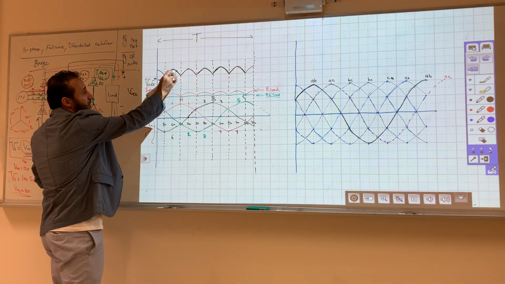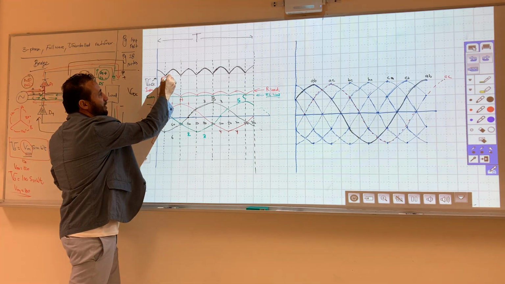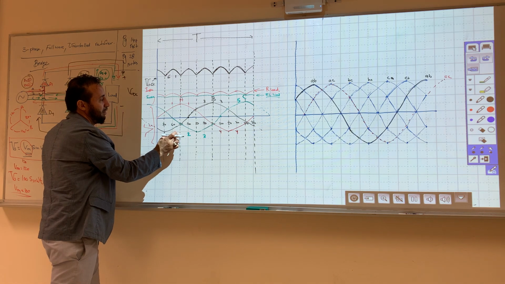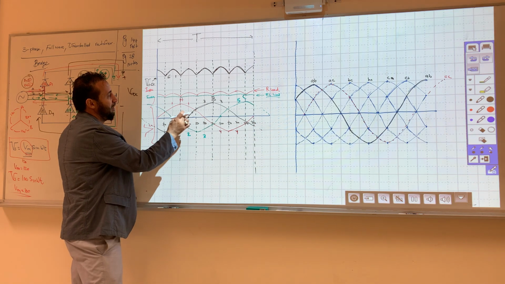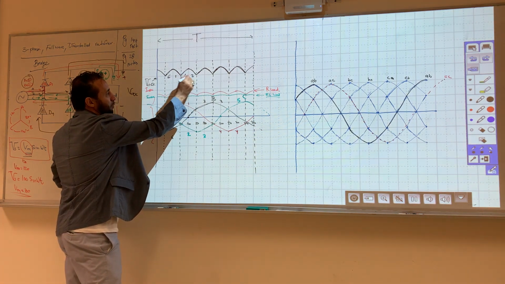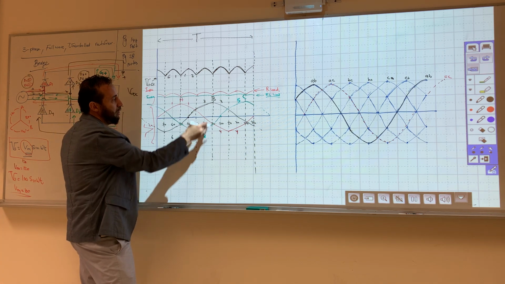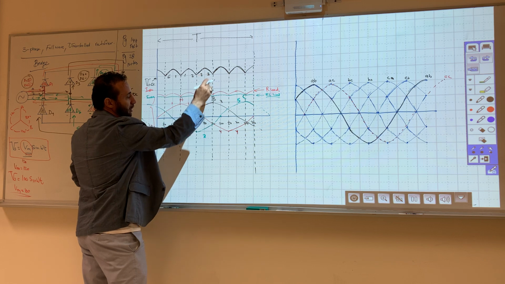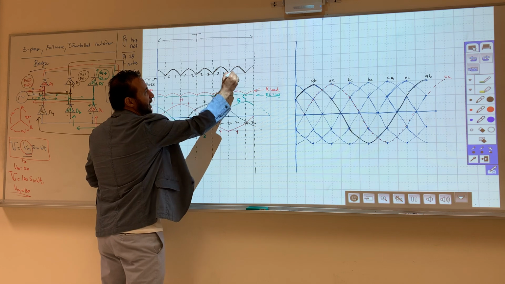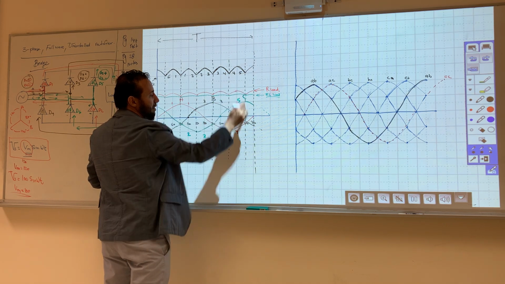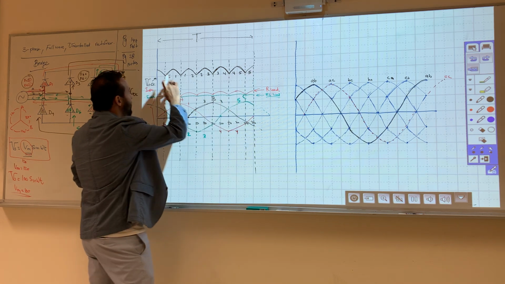the active diodes right here are diode 6 and 1. So this is 6 and 1. And then here, diode 1 and 2. They have to be in sequence. Then 2 and 3, then 3 and 4, then 4 and 5, then 5, still 5, and 6.